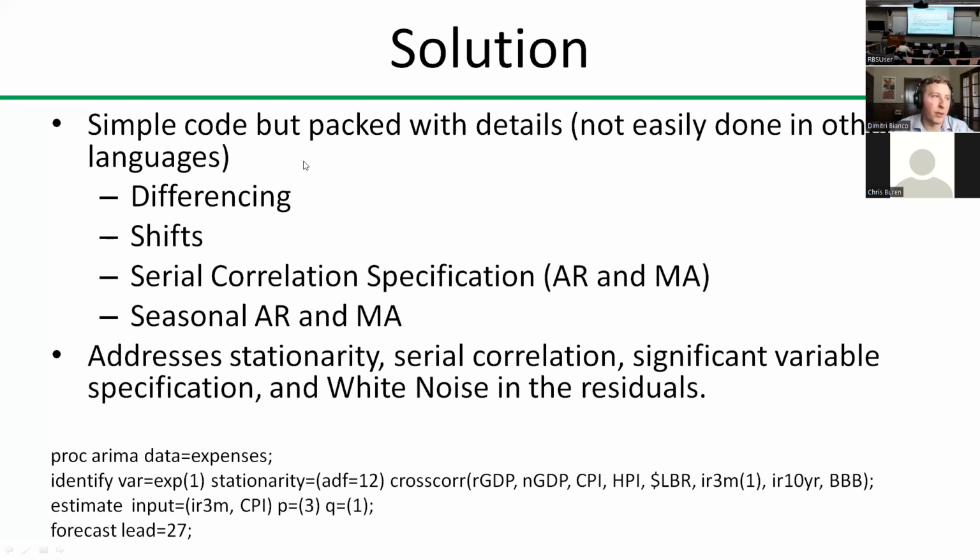But we're going to try to handle things such as differencing shifts, serial correlation through autoregressive and moving average terms, as well as seasonal AR and MA terms. Now, you guys can do this in Python. You can do this in R. A lot of the packages, though, don't support, for example, multiple exogenous variables, or the augmented Dickey-Fuller tests aren't implemented quite correctly. This creates a little bit of an issue here, but it depends on which package you're using. So that's a little caveat to keep in mind. But we're going to address stationarity, serial correlation, significant variables, and white noise here in this presentation.